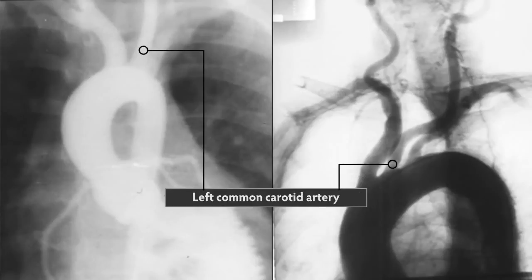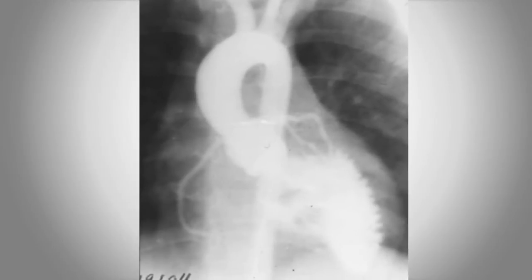Next we have the left common carotid artery, followed by the left subclavian artery coming off the arch of the aorta. Notice how the diameter of the aorta changes dramatically from the ascending to the descending portions because it has already given off blood volume to these very large and important branches that have a significant amount of blood flow.